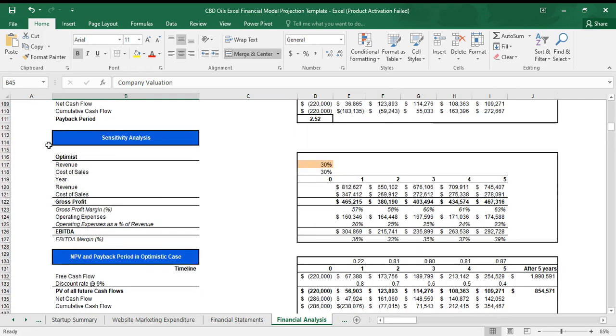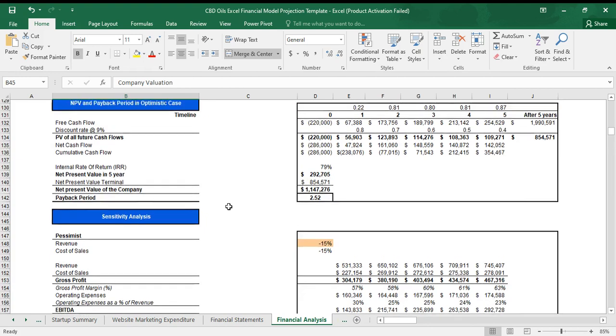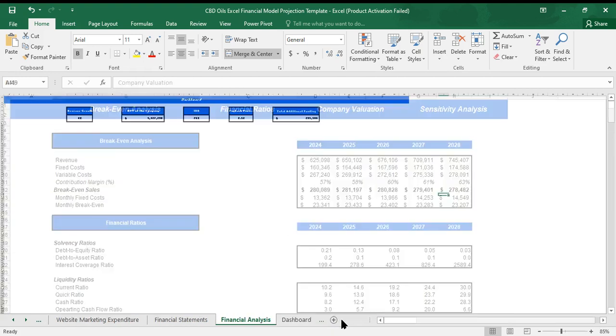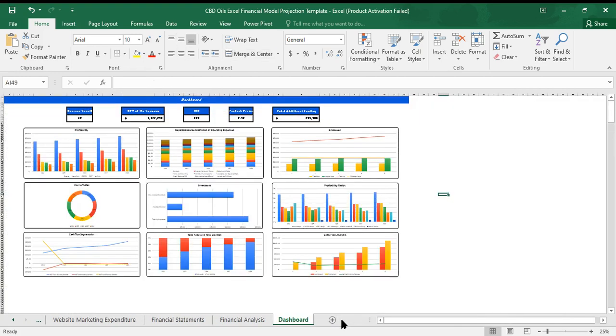And then at the very end, we have sensitivity analysis both for the optimistic and pessimistic cases. Last is the dashboard. Here we have included a graphical representation of all the financials we have calculated in the previous sheets. These include your profitability graphs. Then we have the operating expenses, department-wise distribution.